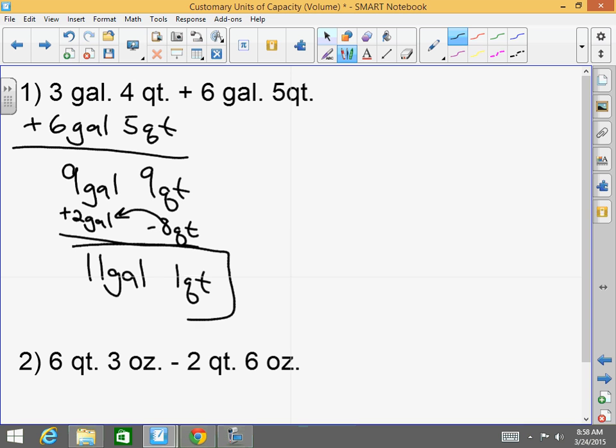Again, this procedure that I just did is not a foreign procedure. We have already done this with weight and with distance. It's just simplifying. Okay? Does that make sense, gentlemen?